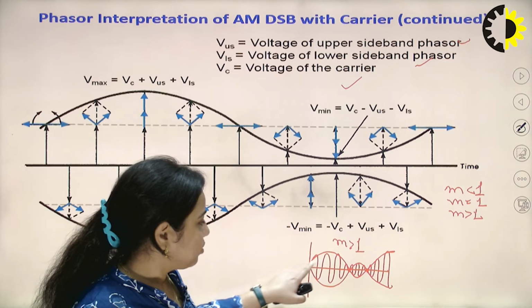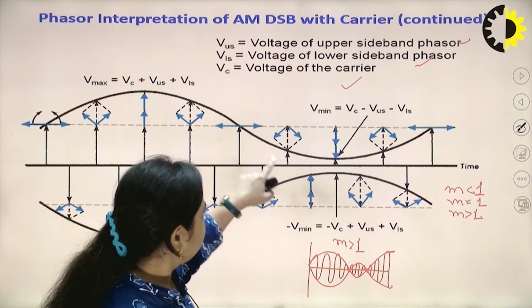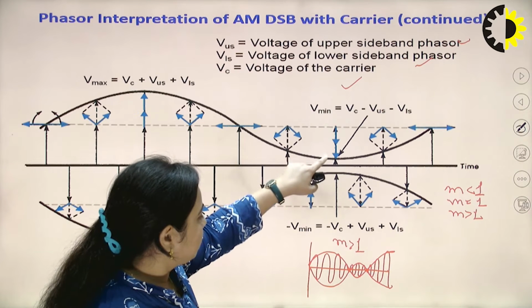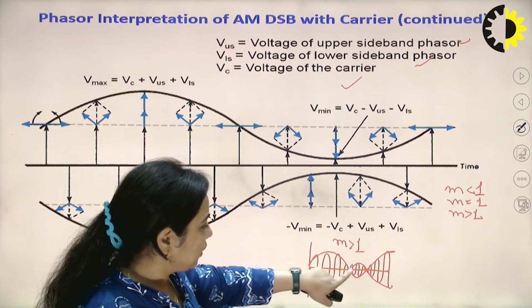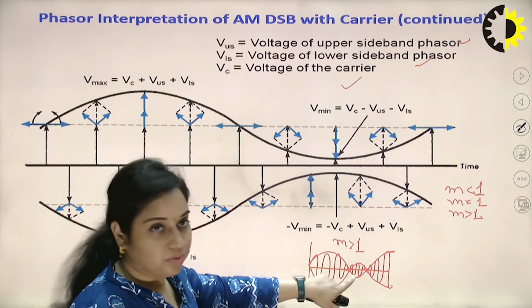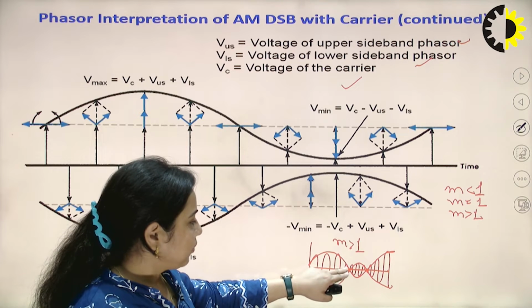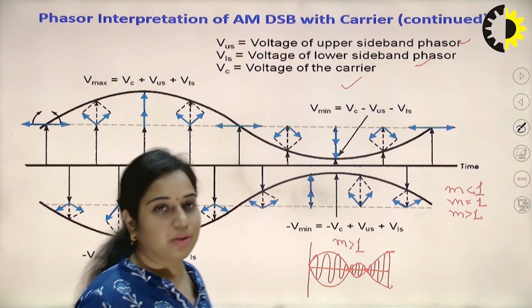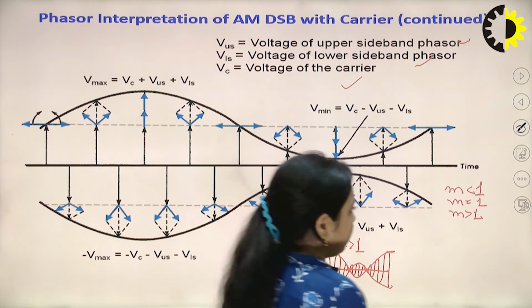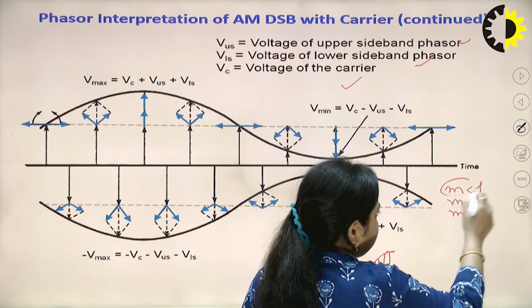And what happens here is that whatever you are seeing above the origin crosses the origin, and there will be a 90-degree phase shift in the resulting waveform. So that causes loss of information. So that is not required. M is greater than 1. Ideally, we require m less than 1.